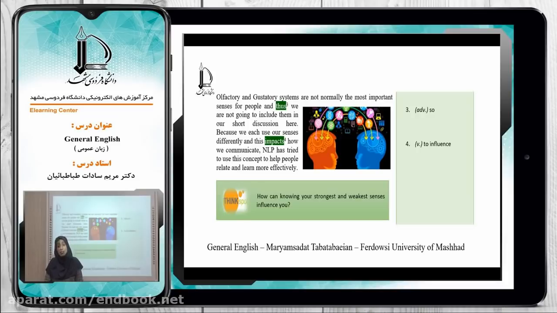Maybe the way you study is different. For example, maybe people who are visual like to see things more. Auditory people hear things. So that's how different people are different. Let's continue the text. What is your key system then? Now, the text introduces the 4 systems.